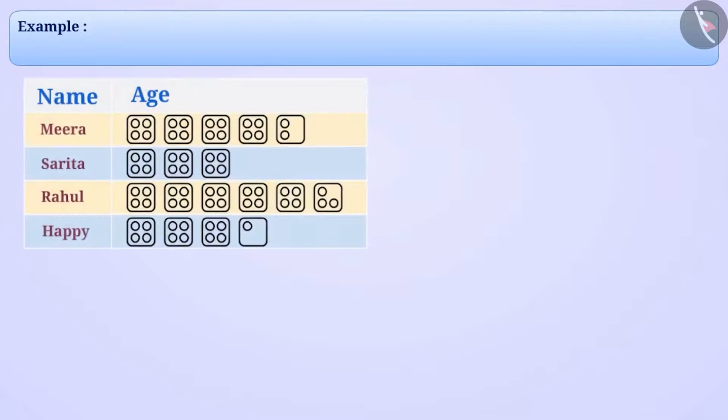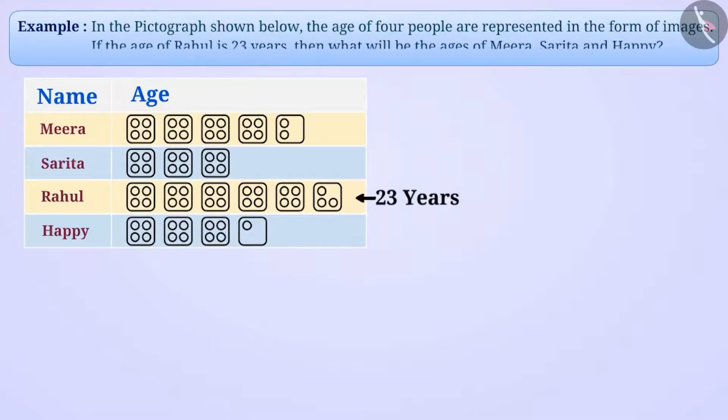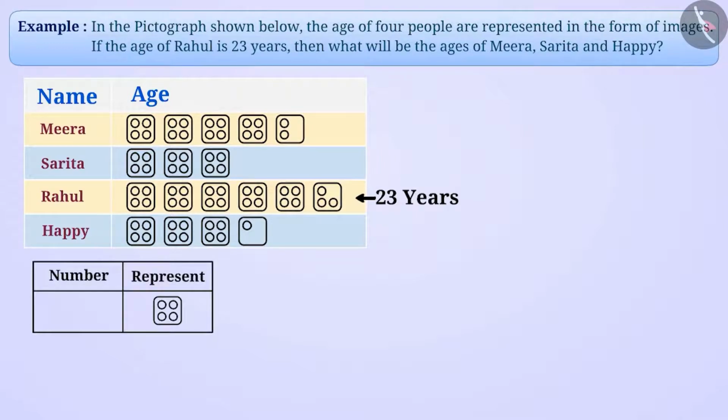Next example. In the pictograph shown below, the ages of 4 people are represented in the form of images. If the age of Rahul is 23 years, then tell what will be the ages of Meera, Sarita and Happy. Here, we see that this image has been repeated many times. From this, we can understand that to represent the age, this image has been used. To solve the given question, we will have to find the age this image represents. That is, what is the value of this image?